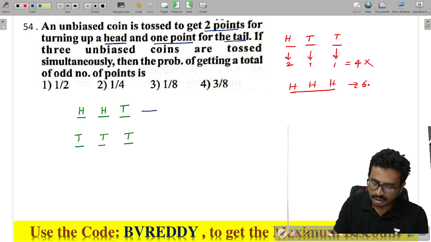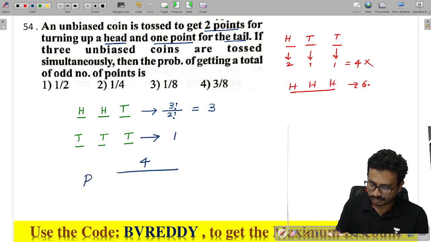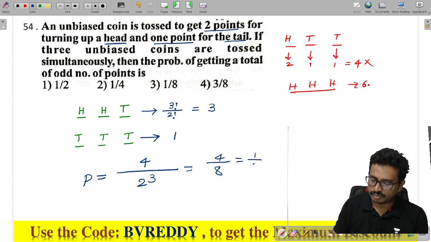Tell me how many ways we can do here. This is the number of combinations, 3 factorial by 2 factorial. So how much now here? 3. And this is what? 1. Total we can say 4 by, so how many here? 2 cube, which is equal to 4 by 8, which is equal to 1 by 2.